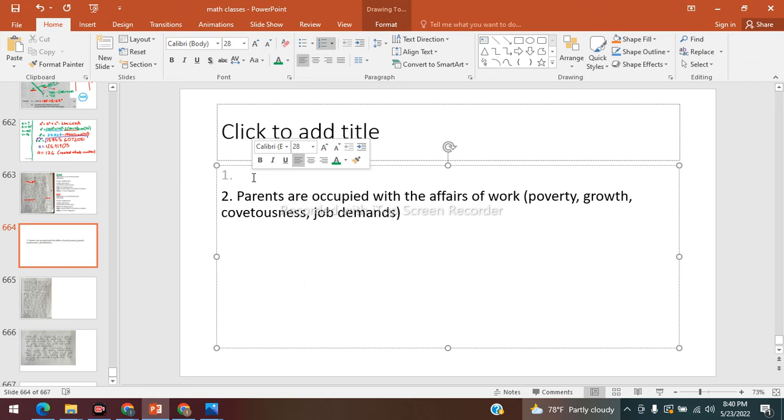But if I'm in an exam and I just want to be easy and cheap with it, I'd just say they're occupied with the affairs of work for sure. I'd say teenage pregnancy plays a huge role. We can't run away from this question without mentioning that. Teenage pregnancy plays a huge role.